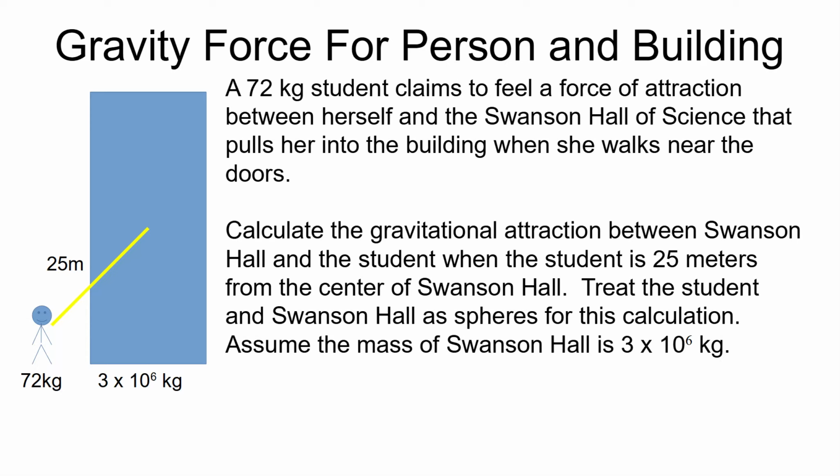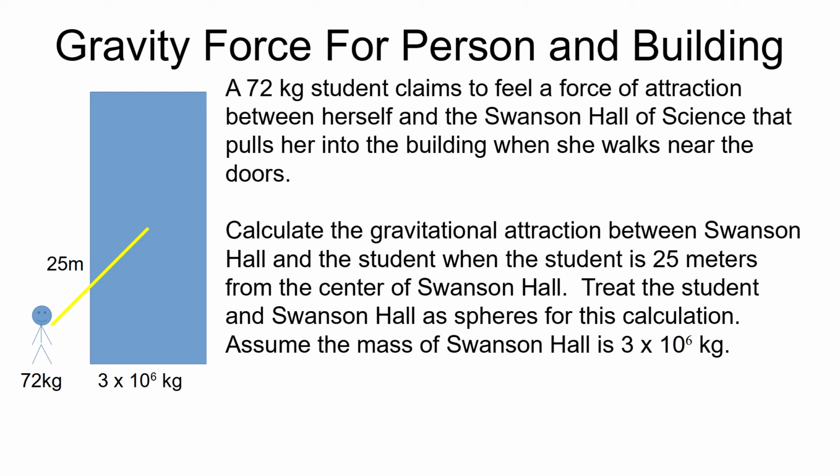This is a problem calculating the force of gravitational attraction between two objects. And hypothetically, we have a 72 kilogram student here claiming to feel a noticeable force of attraction between herself and the Swanson Hall of Science that actually helps her go into the building, pulls her into the building when she walks near the doors. Let's go ahead and do a calculation using the laws of gravitation and some of the constants and the data that we're given here.